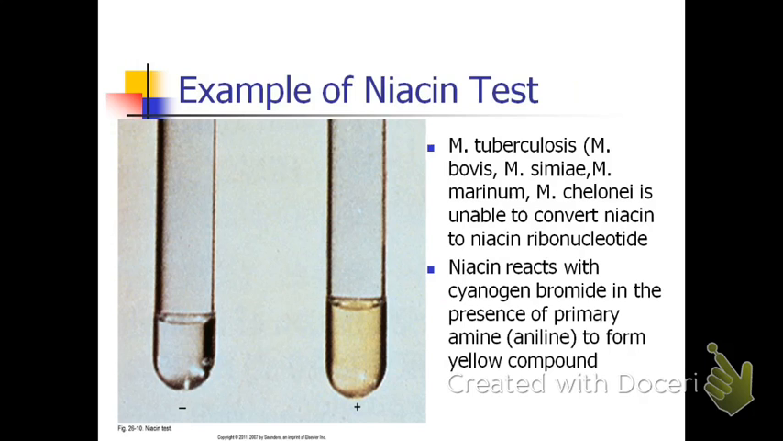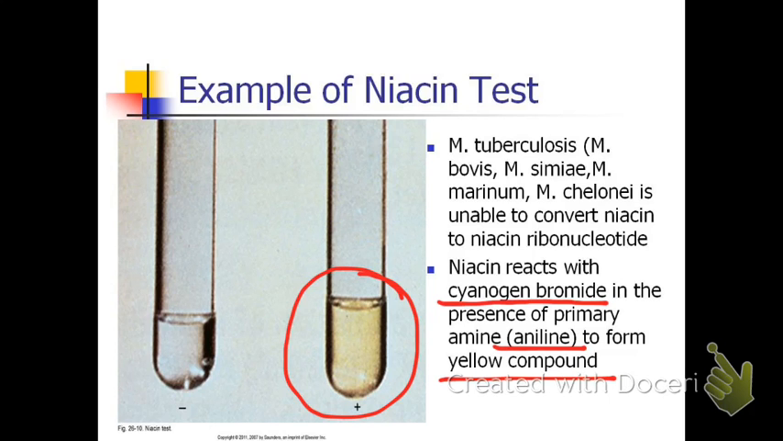Here is an example of a positive result of the niacin test. The substance responsible for this, again, do not forget, is cyanogen bromide in the presence of an amine or the aniline compound. Mycobacterium tuberculosis is unable to convert niacin to niacin ribonucleotide. That's the reason why Mycobacterium tuberculosis is a positive organism for the niacin test, and the yellow compound is considered a positive result.